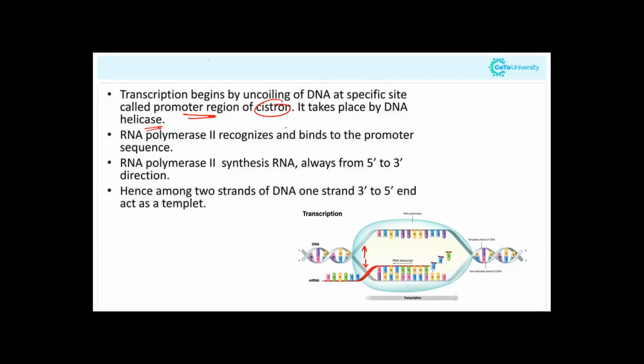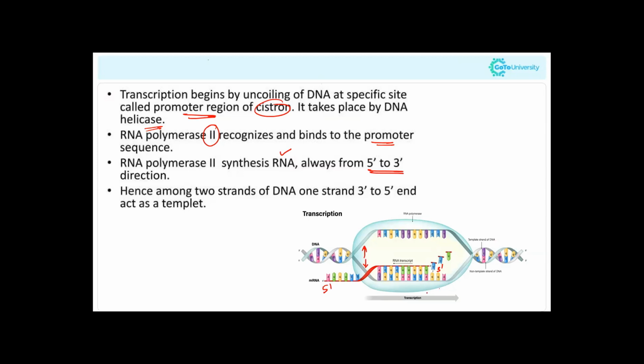So we know what cistrons are. Cistrons are the region coding for a particular protein. The RNA polymerase II will be recognizing and binding to the promoter sequence, and it synthesizes RNA in the 5' to 3' direction. This is the 5' end and this is the 3' end direction.